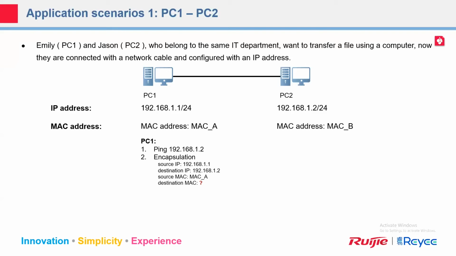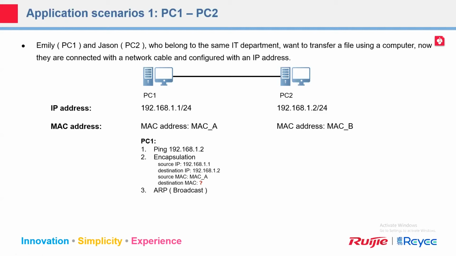But PC1 doesn't know. Why does PC1 get the destination IP address? Because on PC1, we entered the command ping 192.168.1.2. That's why PC1 can directly use this IP address and fill in the destination IP address. But how to get the destination MAC address? We don't know, right? Because we didn't use the command to tell PC1. So how to get this information?